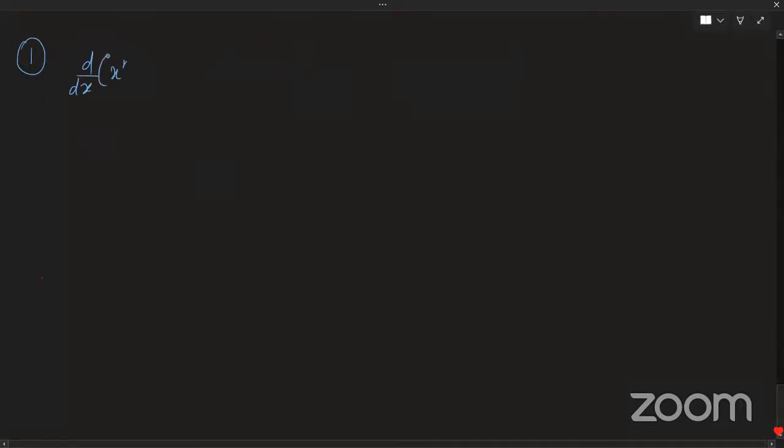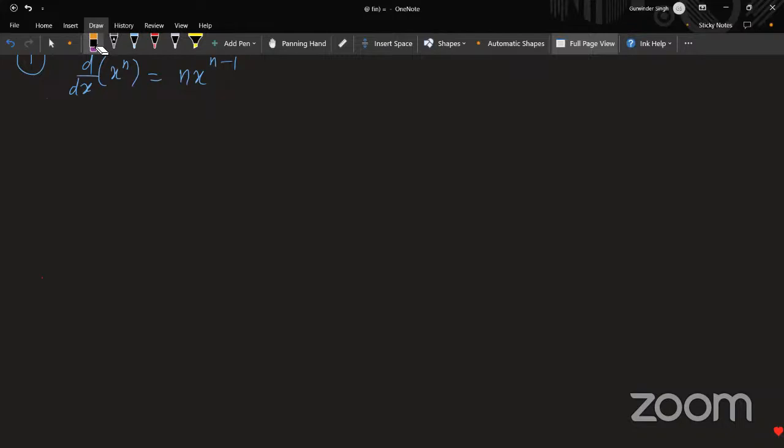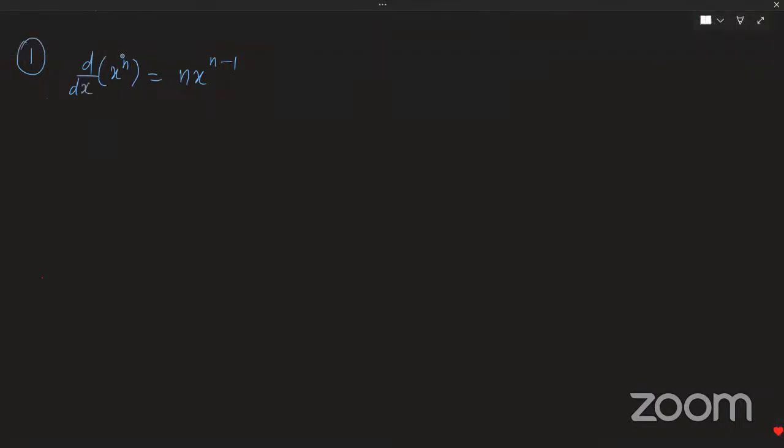So what is the derivative of x raised to n? n x raised to n minus 1. And we have given a proof of this also. Can anyone just tell me using what method did we prove this? We have proved it just the previous week. If anyone can tell me which method did we use for proving it? How did we prove this thing?